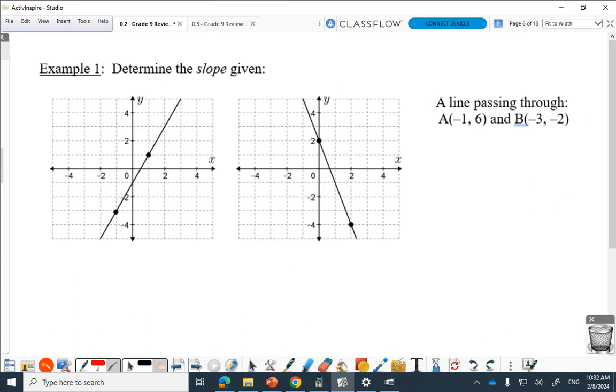I'm going to develop those formulas right there. Instead of using rise over run, by the end I'm going to show you the slope formulas. So, slope is rise over run. Why is slope rise over run? Here's a little example to help you out.